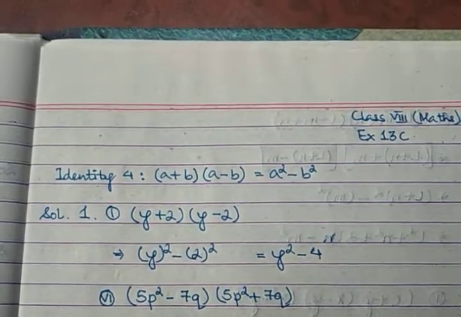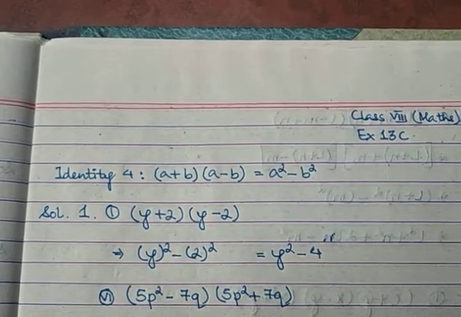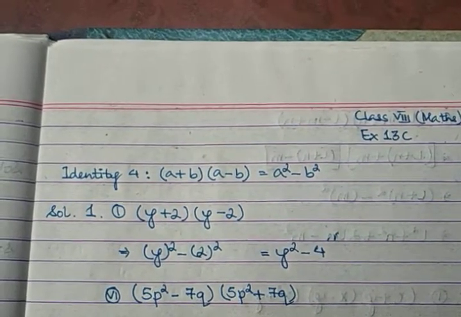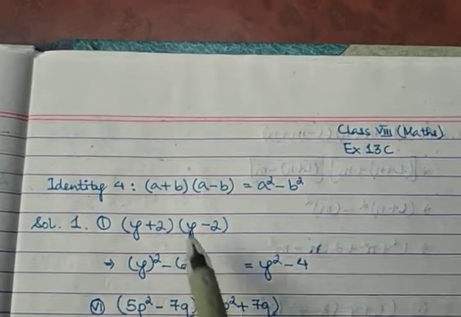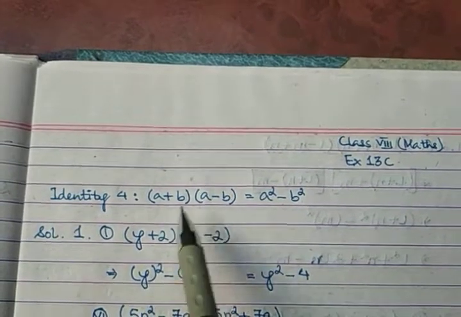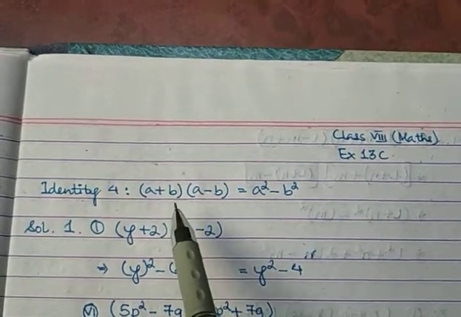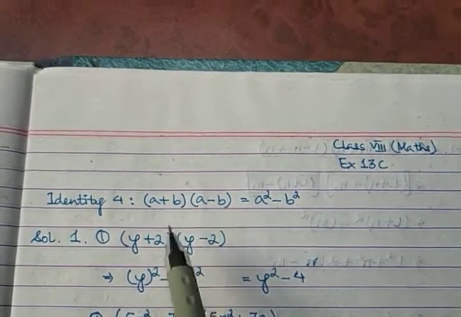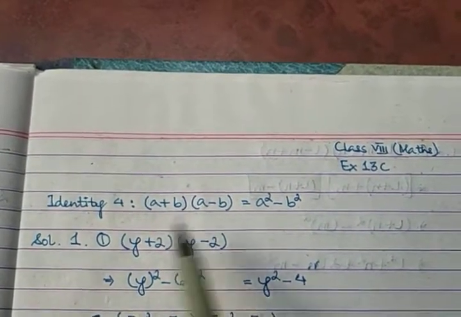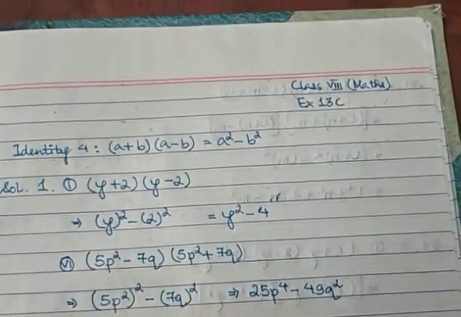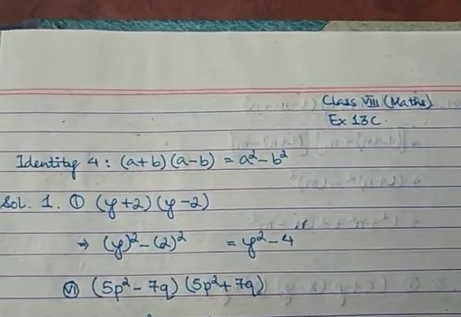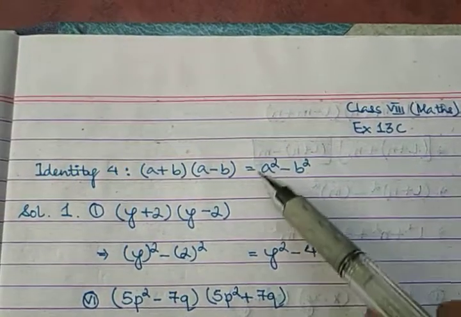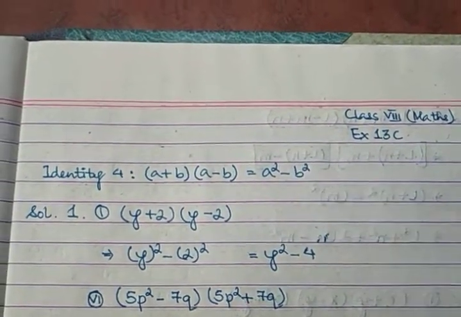And identity number 4 is (a plus b) into (a minus b) equals a square minus b square. What we see here is multiplication of two binomials, a plus b and a minus b, isn't it? If it is in this form, the first terms of both the binomials are the same, the second terms of both are the same, and just that we got the opposite sign. So what you can do is simply square the first term minus square of the second term.